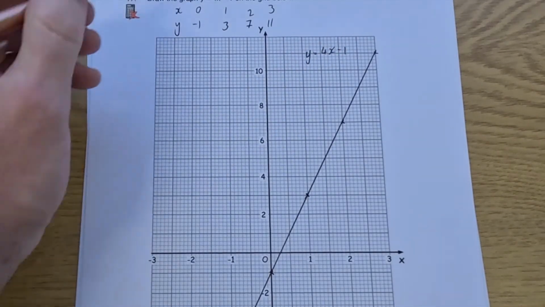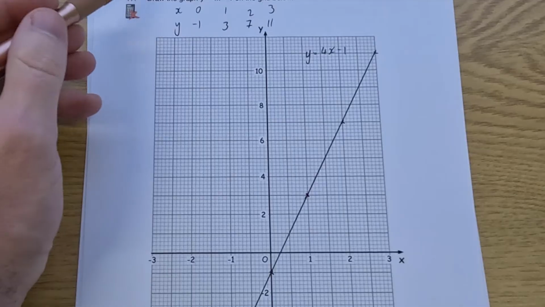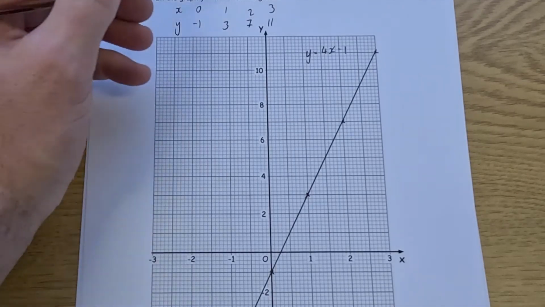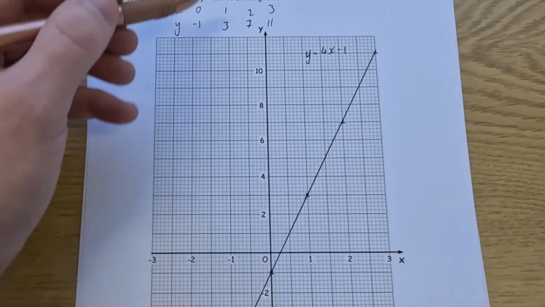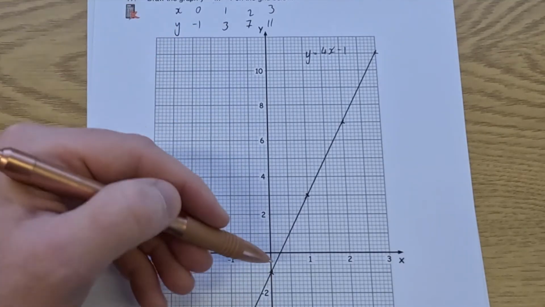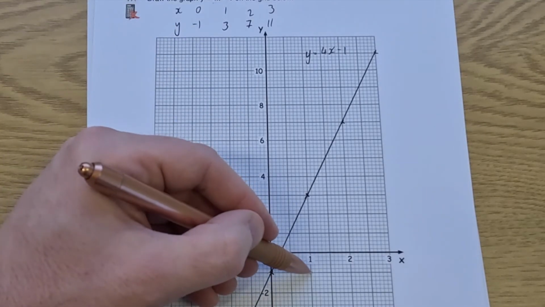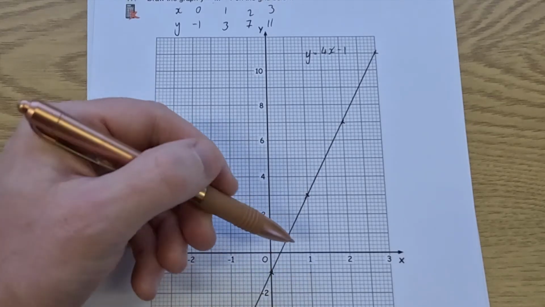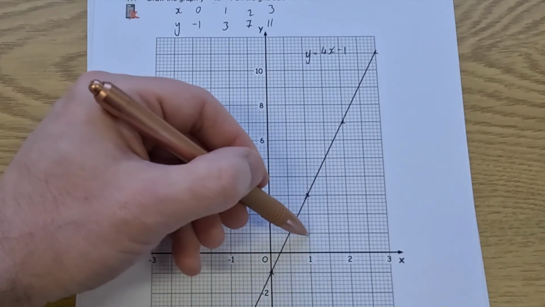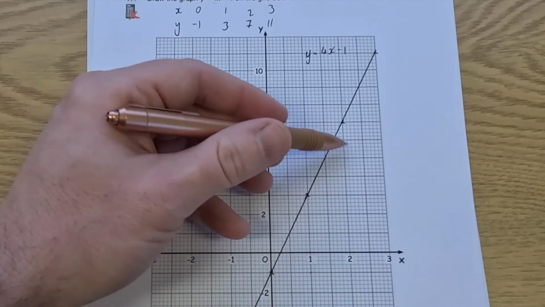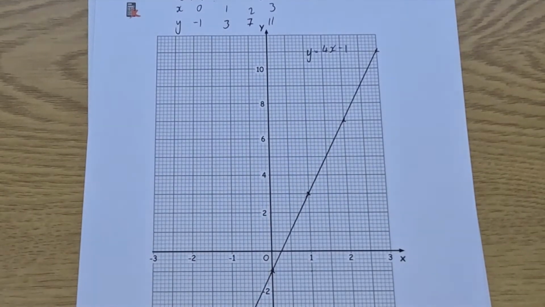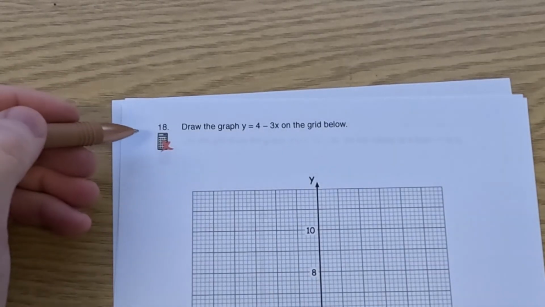Now, just to mention that we used an xy table here, we could have used the y equals mx plus c approach. So looked at this and said, well, it crosses the y-axis at negative 1. So negative 1 there. And then the gradient of the line's 4. So that means that if we go across 1 unit, we've got 4 units. So in terms of our units, we're here at negative 1. We're going to go to 0, 1, 2, 3, and so on. So across 1 unit and up 4. 1, 2, 3, 4, and so on. And that's it. Okay, so let's have a look at our next question, question number 18.